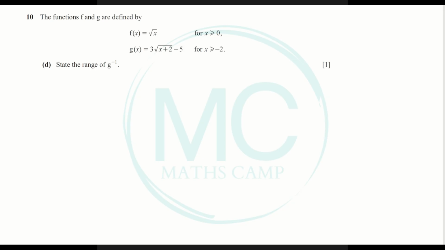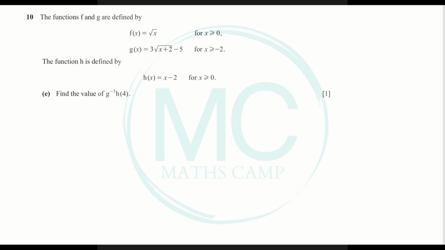Part D says state the range of the inverse of g. Now remember that the domain of an original function, g of x, is the range of the inverse and vice versa. And the question tells us that g of x considers x values greater than or equal to negative 2. This gives us the range of the inverse. So we can say that y is greater than or equal to negative 2.